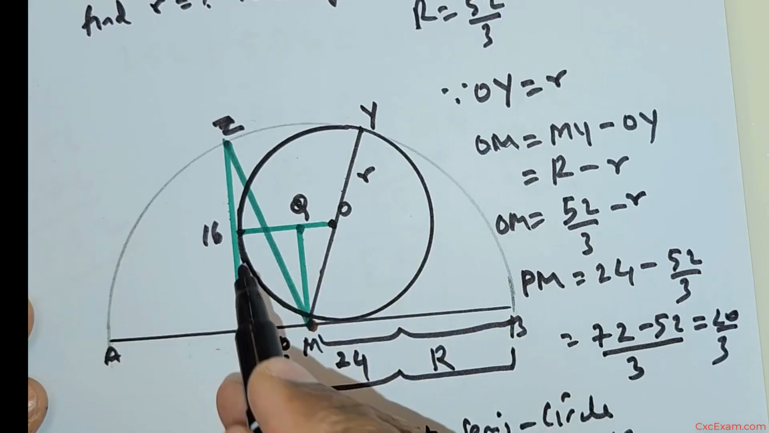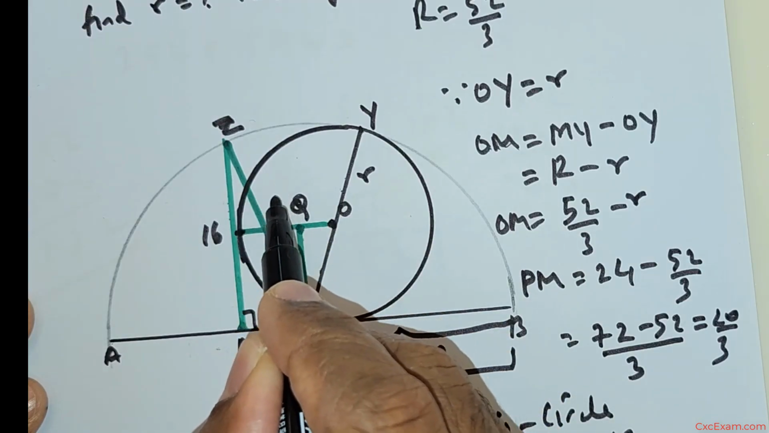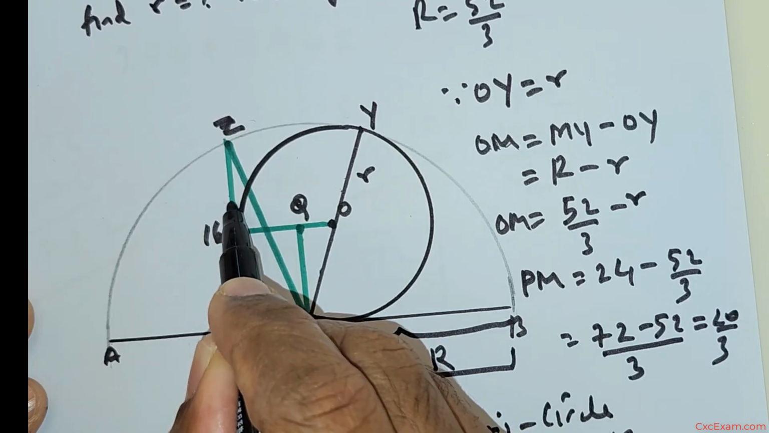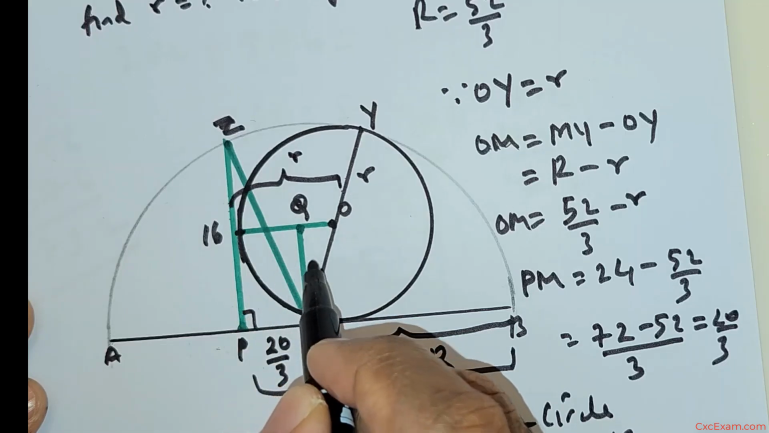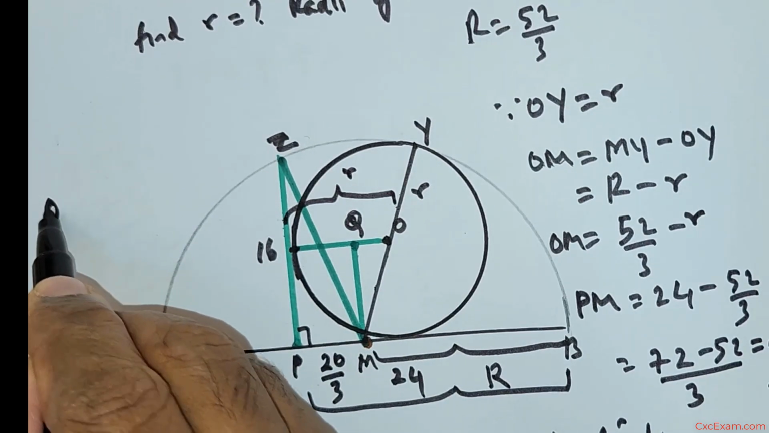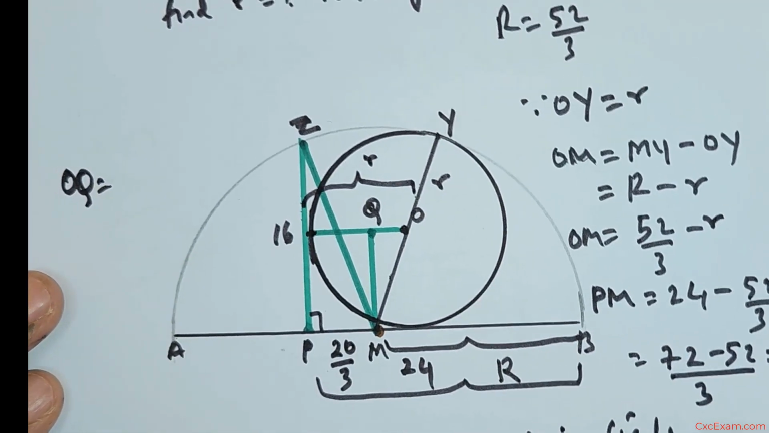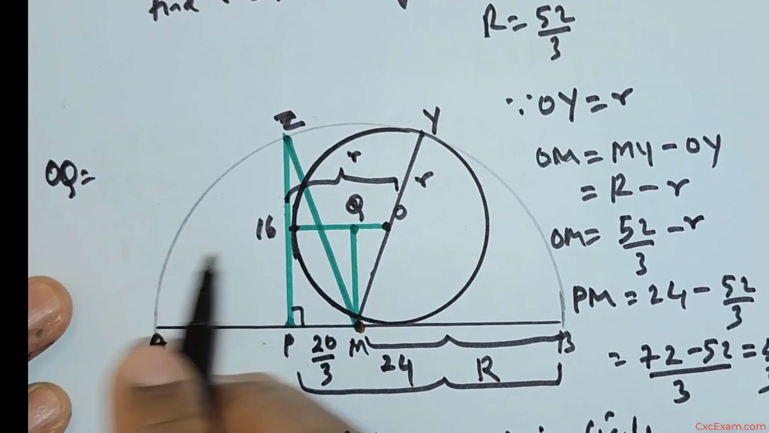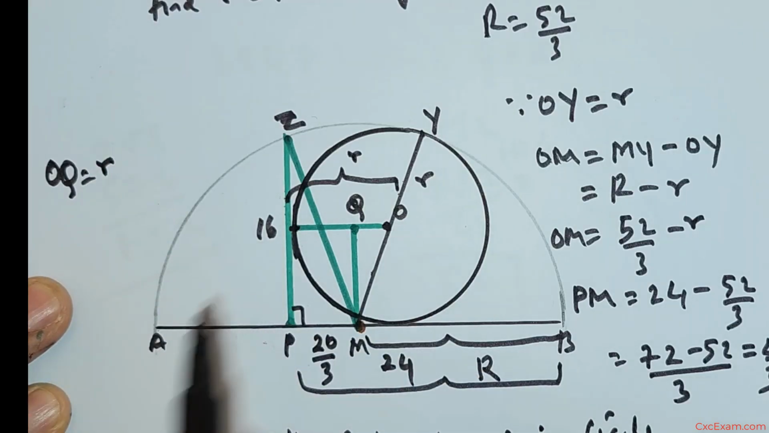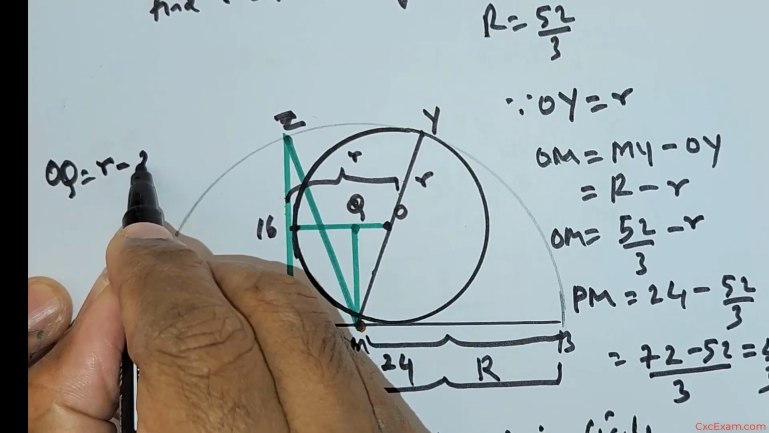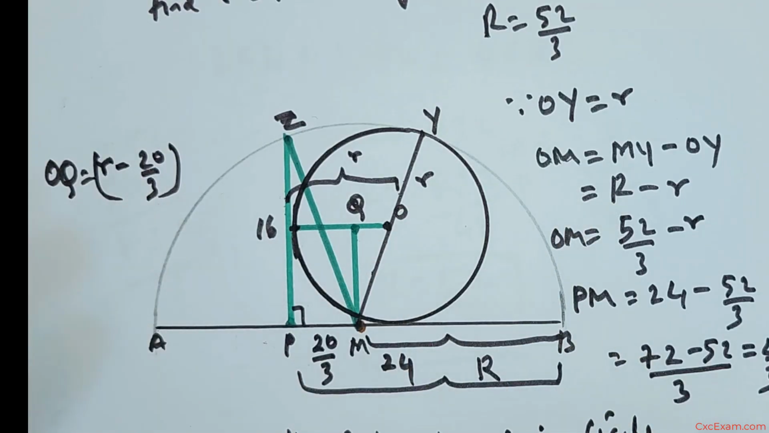Okay, this value can be got because this entire length is r units, right? This entire length is actually r units. So from r, OQ is going to be, I need OQ. So how do I get OQ? OQ is got from the small r radius, you take away 20 over 3. So that is my OQ.